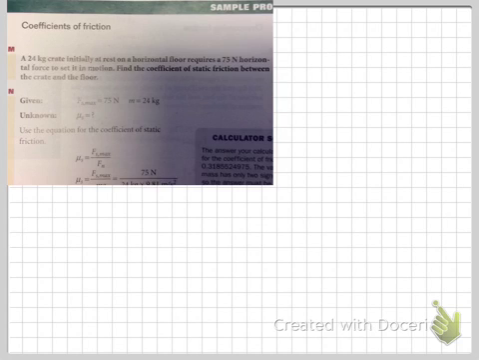So we're told we have a 24 kilogram crate that's initially at rest on a horizontal floor, and it takes 75 newtons of horizontal force to set it in motion. Find the coefficient of static friction between the crate and the floor. So where do we start? We start in the same place we always start. We start with a force diagram, free body diagram, I'm sorry.